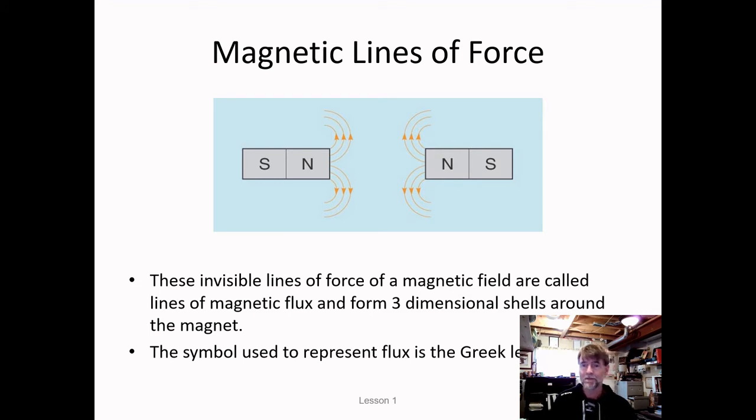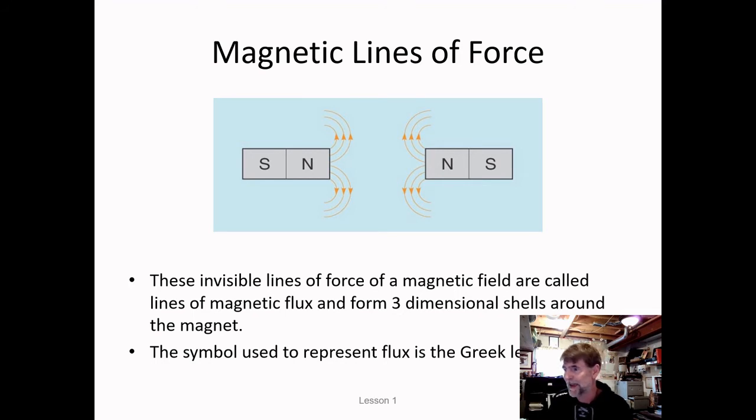Okay, at a much higher level of education than we need to go with this conversation, it's now referred to as a cloud. Okay, we're not going to do that. The lines of flux are much more beneficial for us to conceptualize and talk about what's happening. So we're going to stick at the level of lines of flux. We don't need to take this to a serious degree. We simply need to understand concepts. Okay, so the symbol used to represent flux is the Greek letter phi.